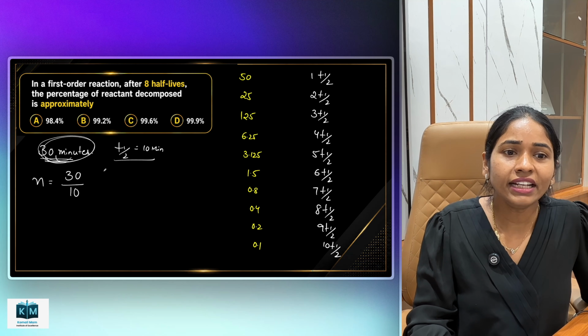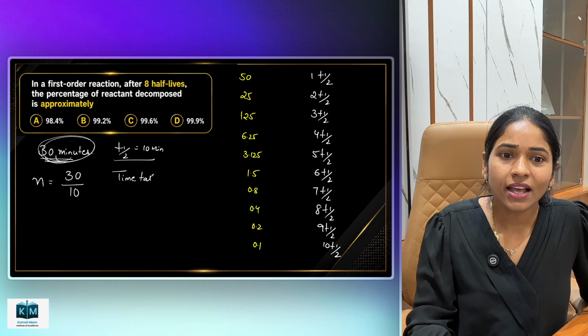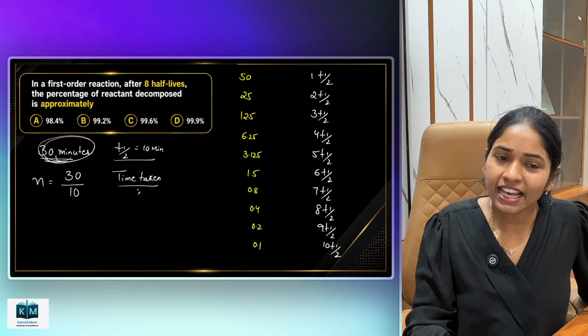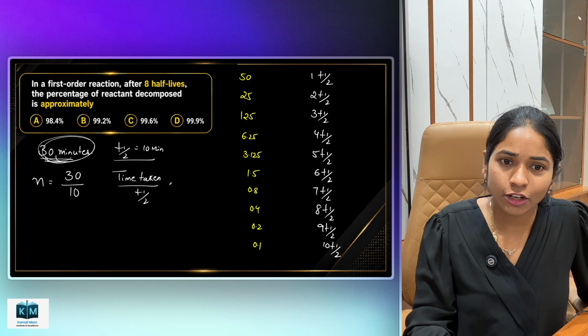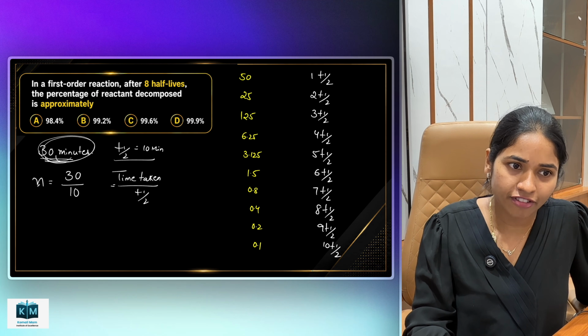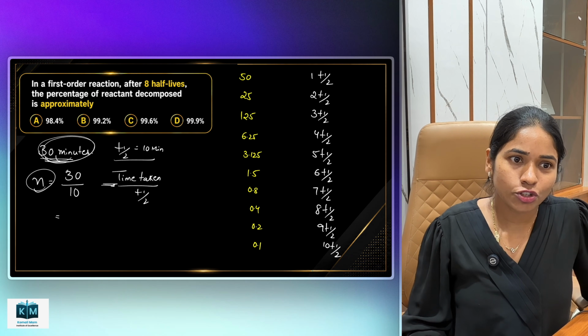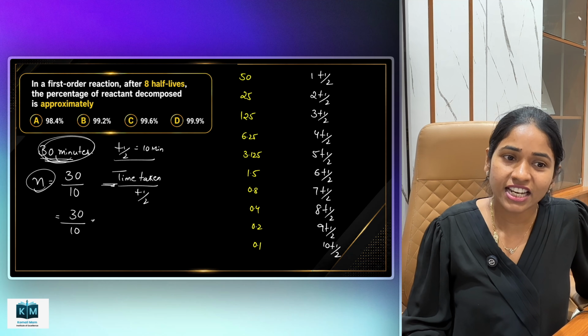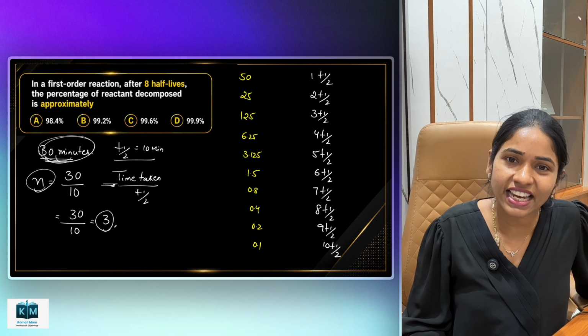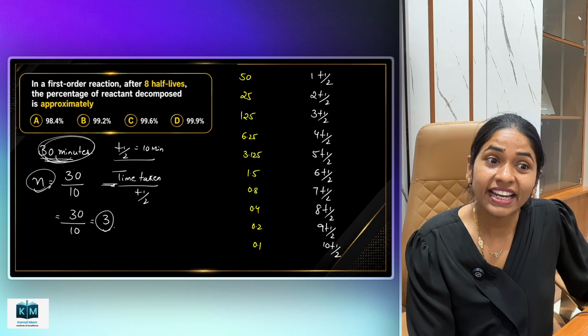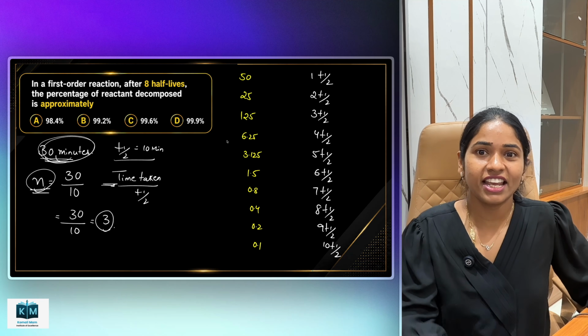So given the time taken, the formula is time taken divided by T half. You use the formula, then you will find the number of half-lives. What will you find? The N value. Here, N value how much? Total time taken 30 divided by T half 10, so the number of half-lives is 3. Find the N value like that for the given reaction.